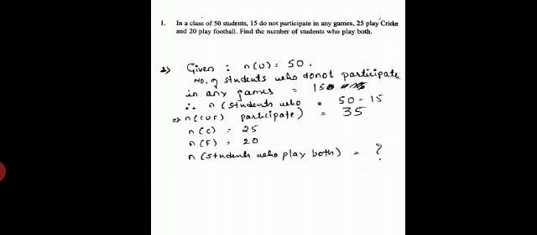So now if some students are not playing, then the number of students who are playing will be 50 minus 15, that is 35. That means 35 students are playing any one game. Now n of c, the number of students who are playing cricket, is equal to 25. The number of students who are playing football is equal to 20. And the number of students who play both the games is your question.